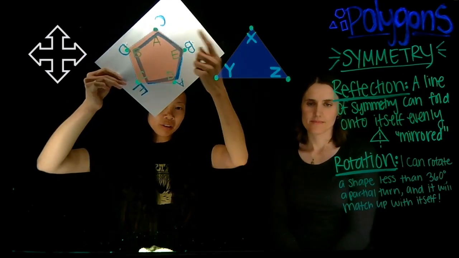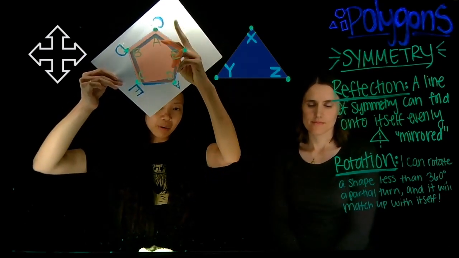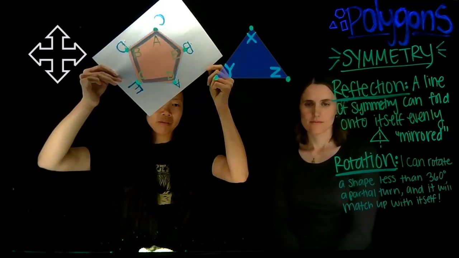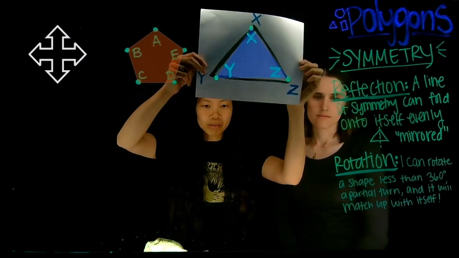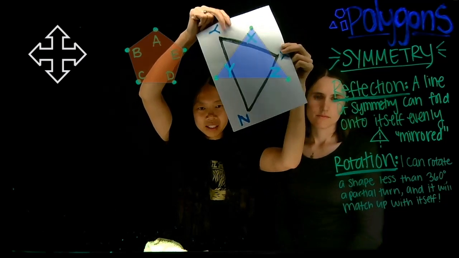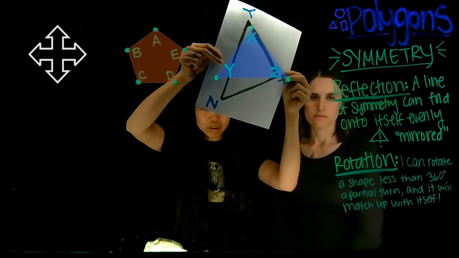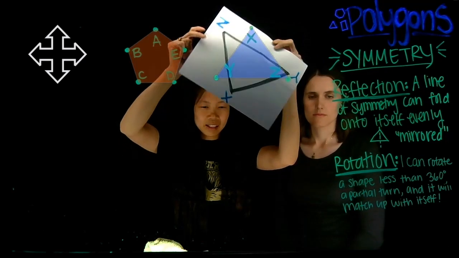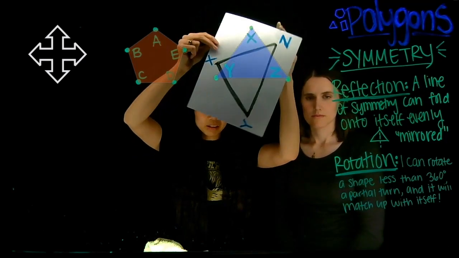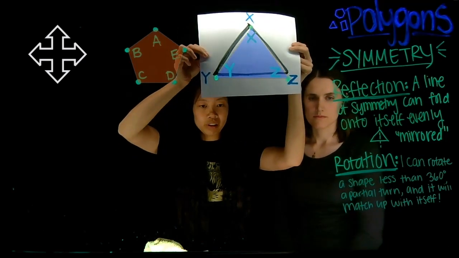So notice, although the vertices don't match up in that way, they still create the shape of the original. All right, let's check out this one. We've got triangle XYZ here, and if I rotate this at any point, does it land on top of itself? Oh, that's close. Not quite. Okay, looks like it doesn't land back on top of itself until we go the full 360 degrees.